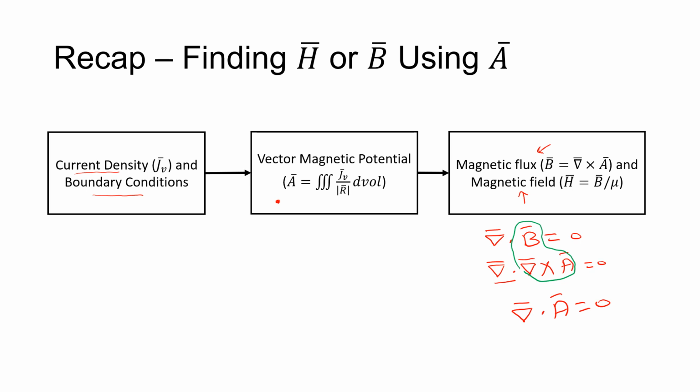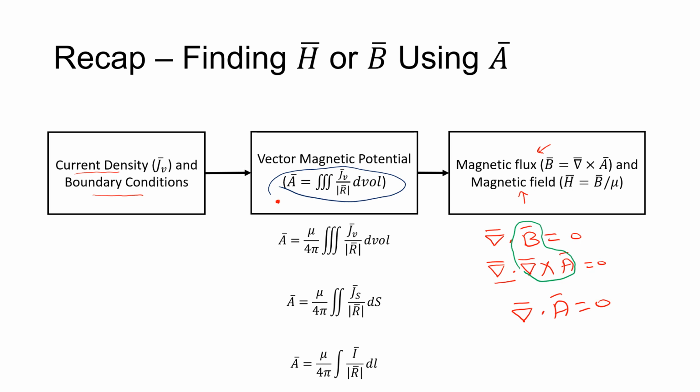Anyway, what we are interested in this specific video is how to use this specific relation. More generally, if we have a line current, we need to use a single integral. If we have the surface current density, we use a double integral. If we have volume current density, we need to use a volume integral. Once we do so, we can calculate A, and from A again, we can calculate B or H.